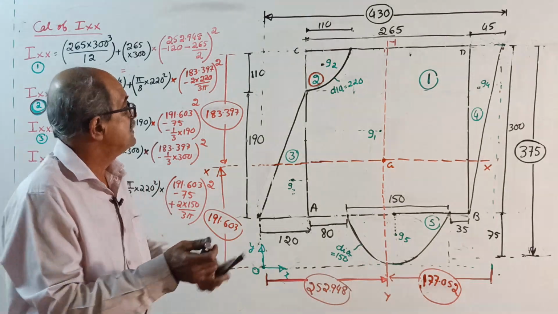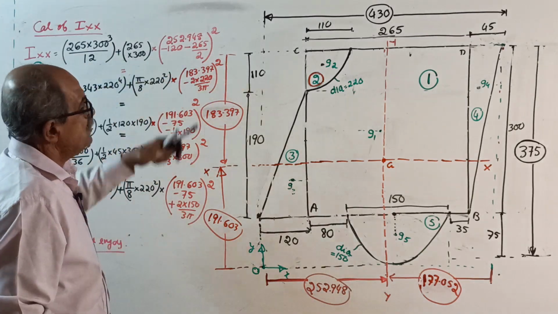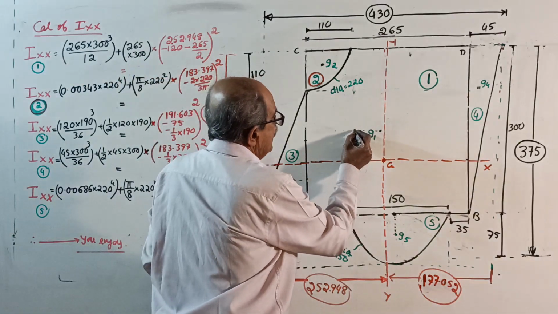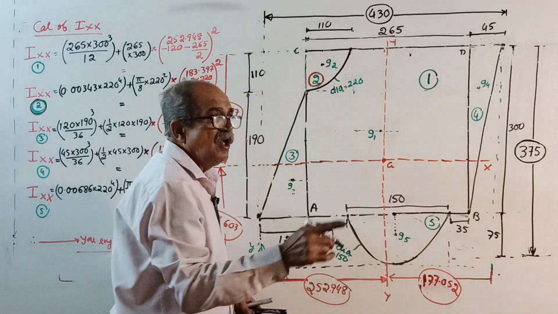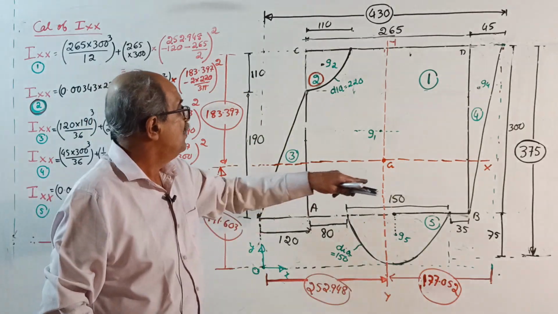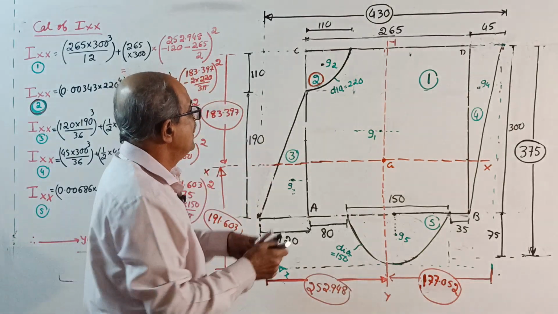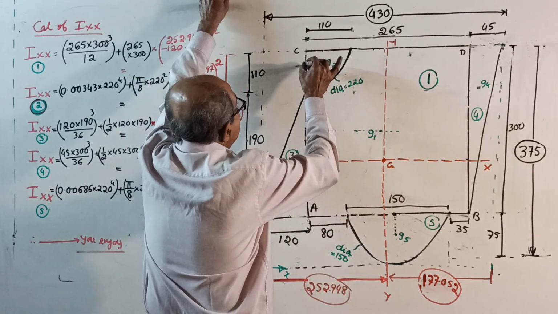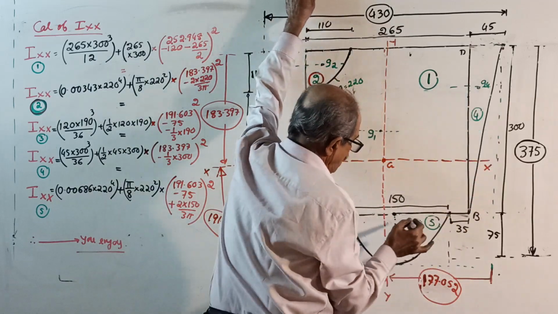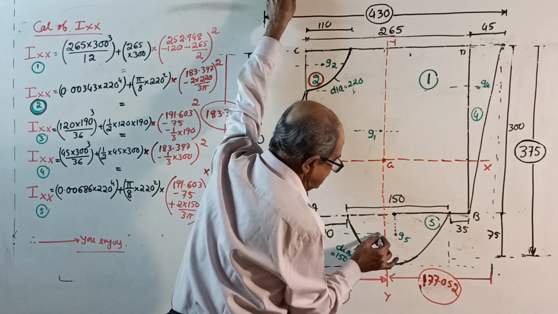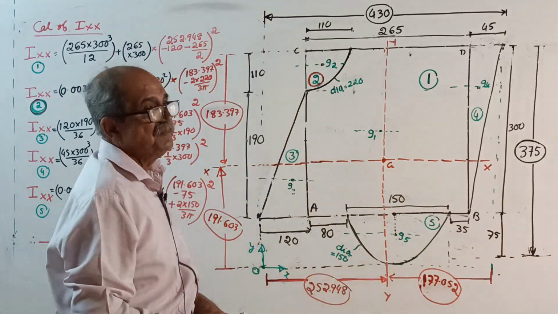Start. First, everywhere, first IG plus A into H square. Come to IG, come to the centroid: the axis passing through the centroid parallel to the X axis here. For all the 5 figures, the 5 parts, when you want Ixx, you consider the horizontal centroidal axis. See here, this axis, then this axis, then this axis, I about this axis. That is your IG. Make a note. Okay, take a pencil and write.